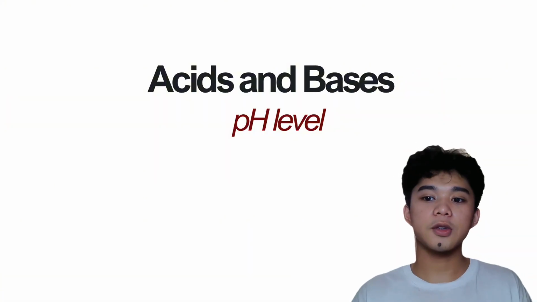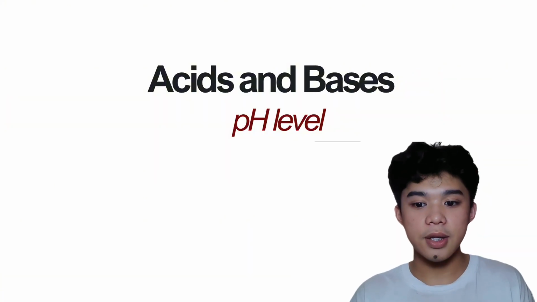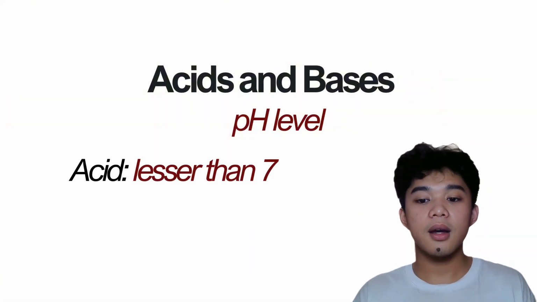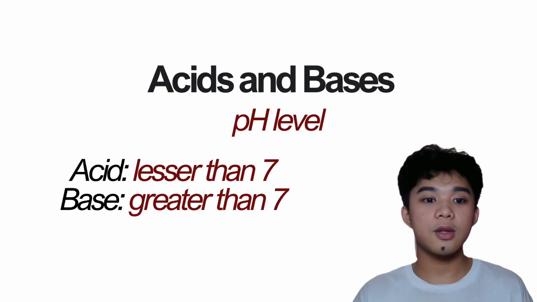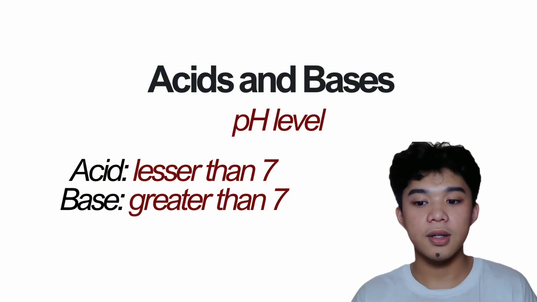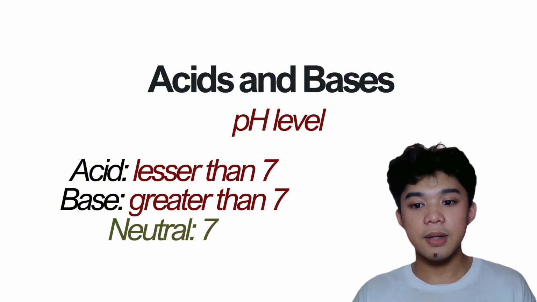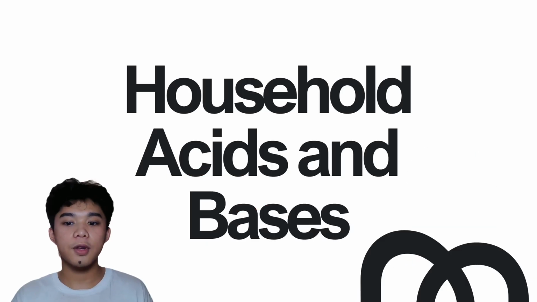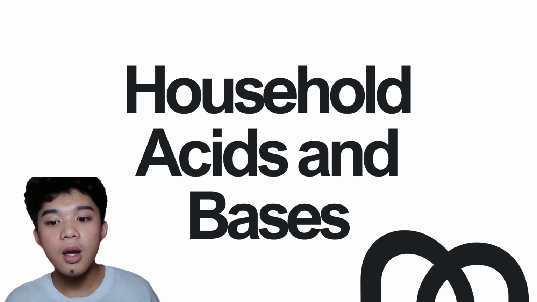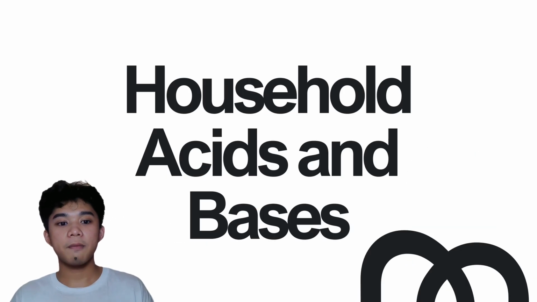One important thing to note about acids and bases is that anything acidic has a pH below 7, and anything basic has a pH greater than 7. If it's just 7 by itself, it's considered neutral. So the household acids and bases are also the substances used for the experiment.